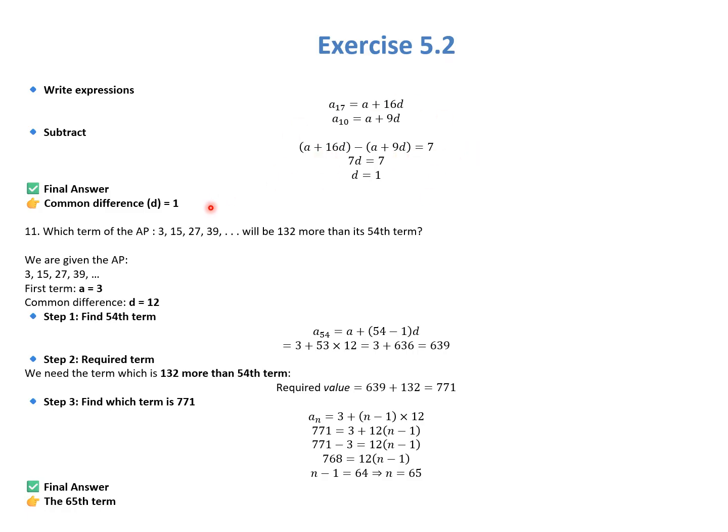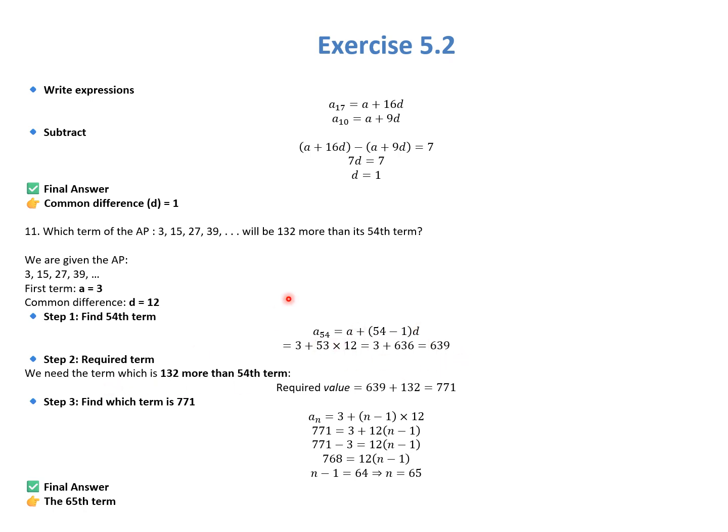Solve it, get the value of D. Which term of the AP will be 132 more than its 54th term? So we are given the AP as 3, 15, 27, 39. First term is A, common difference is D, which is 12. If we find the 54th term, which is A54, we get 639.